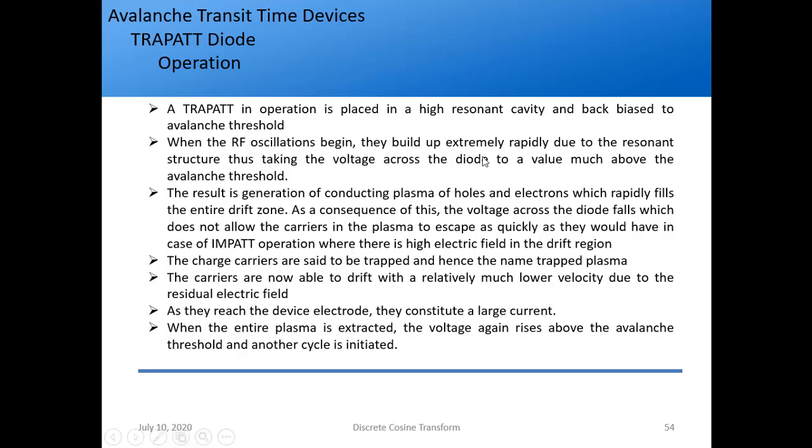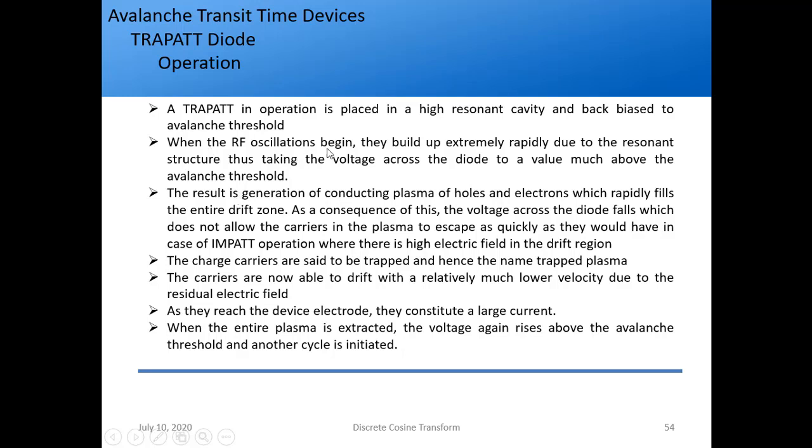So what we use is we place the diode in a resonant cavity, right? So what will the cavity do? Due to the presence of noise generated from the DC source of the TRAPATT, RF oscillations will be generated. So corresponding to the RF oscillations, the resonant frequency will be resonating at a particular frequency. So it will take the RF oscillations and resonate at that frequency. So now our job is to sustain those oscillations.